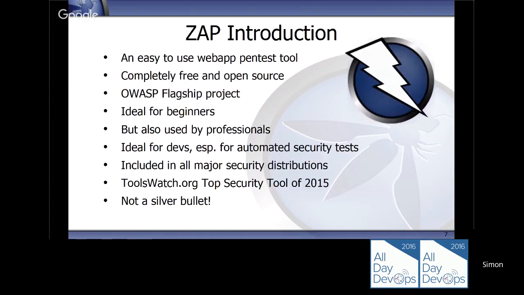So an introduction to ZAP for people who aren't very familiar with it. It is a tool for finding vulnerabilities in web applications. It is completely free and open source, and that's very important to us, so there's no pro version, there never will be.